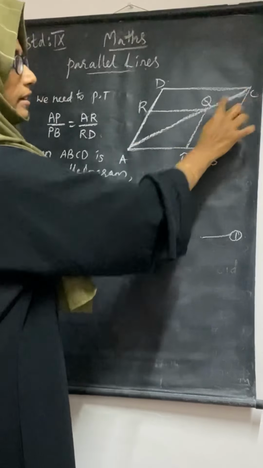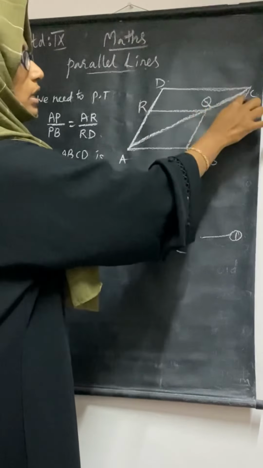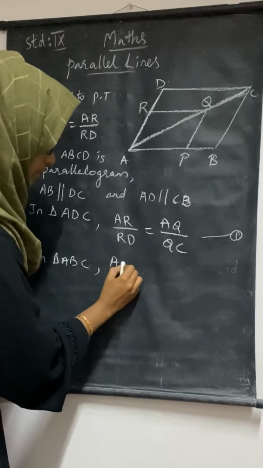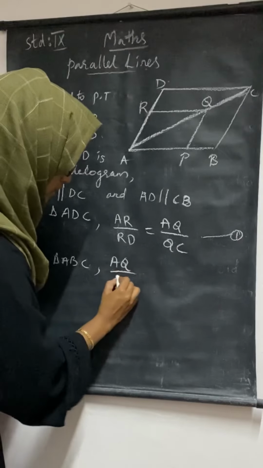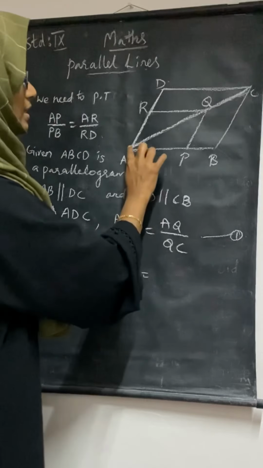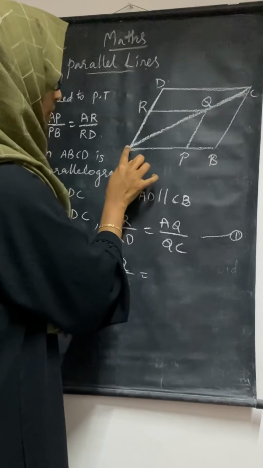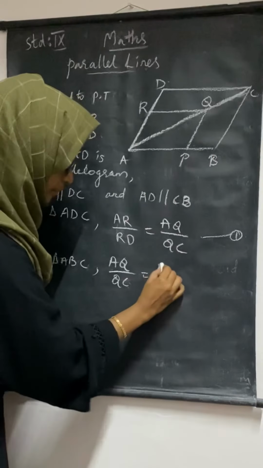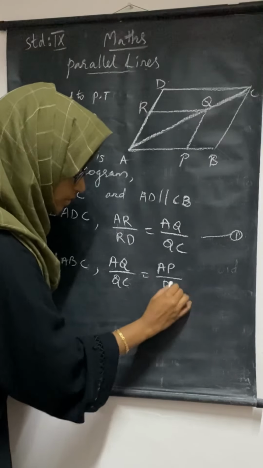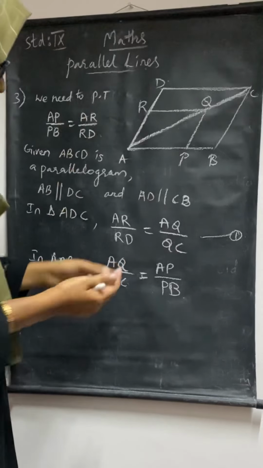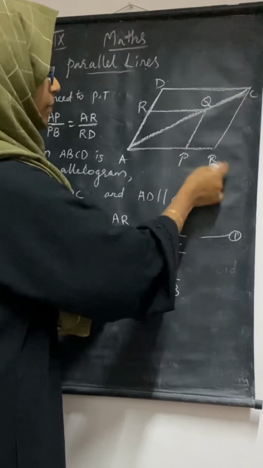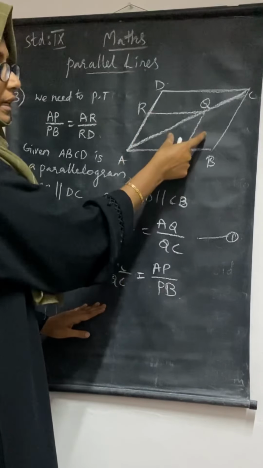So the sides are here. AQ by QC, this is the side AQ by QC, and the other side, which one? AP by PB. This you are getting by triangle division. You have studied that the sides ratio will be the same by drawing the parallel line. So AQ by QC, AP by PB.